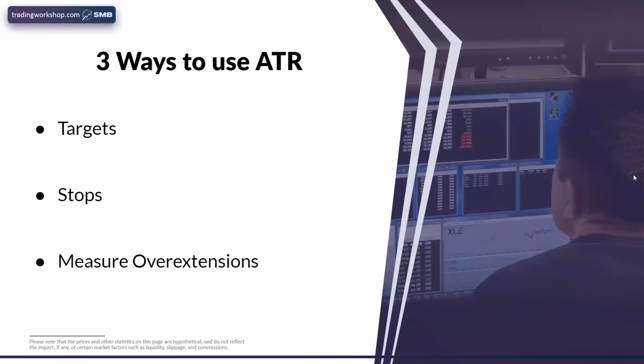Okay, so none of these were cherry picked. This was basically yesterday's trade, and we'll get into some of these. There are 3 general ways to use ATR, right? You can use them to get targets, you can use them to get stops, and you can use them to measure overextensions. So this is kind of what we're going to go through here with some examples.